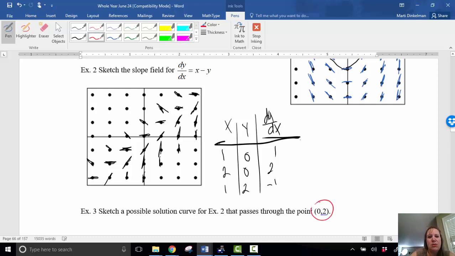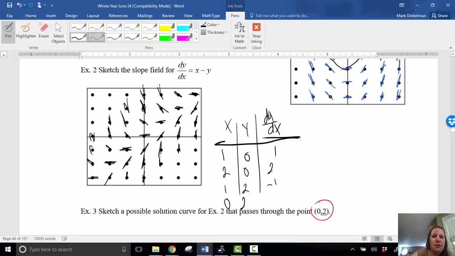This example 3 wants us to try to do the curve that's through 0, 2. So I guess I better do at least a little bit more here. So at 0, 2, these get a little steeper. Oops, but negative. I have those backwards, so make sure we have those going the right direction. And then these are going to get even more steep as we go along, and so on. Okay, so now let's try to do the solution curve through 0, 2.